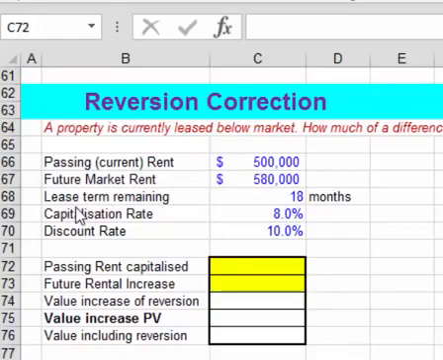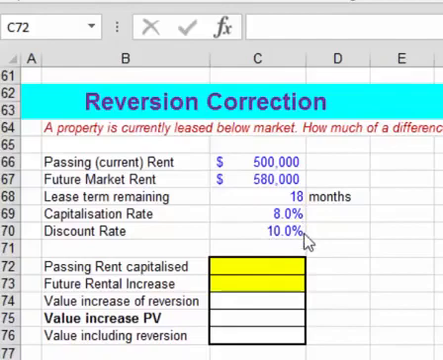So it depends on how long the lease has still to go before it expires, and so we look at the lease term remaining, and that's very important because that'll give us the time that we're going to use for an adjustment as we do our calculations. We're going to adopt a capitalization rate of 8%. We're also going to adopt a discount rate, which we're going to use for the time adjustment.